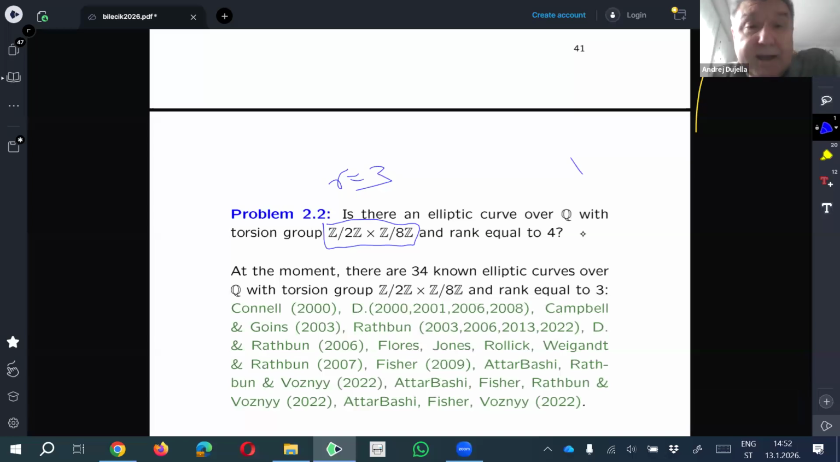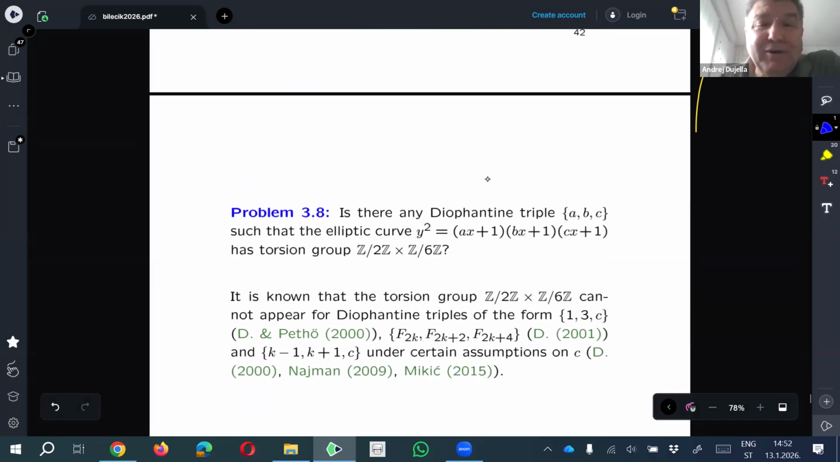As you can see here, this rank 3 was obtained by many examples, by many different authors, starting from 2000 and at the moment finishing a few years ago. So I found this problem also interesting and of, say, computational flavor.